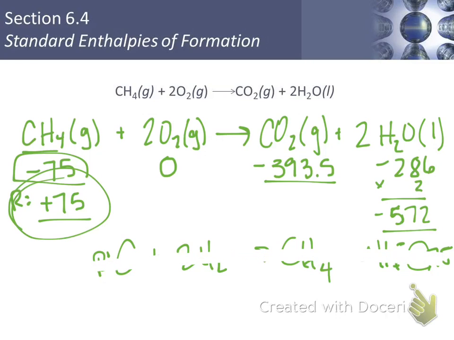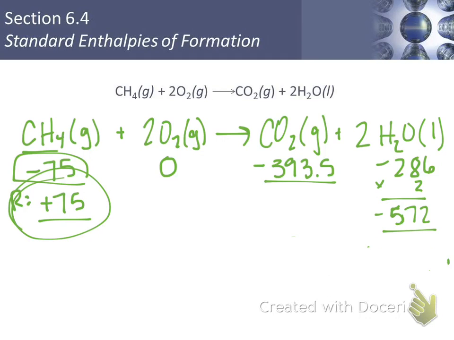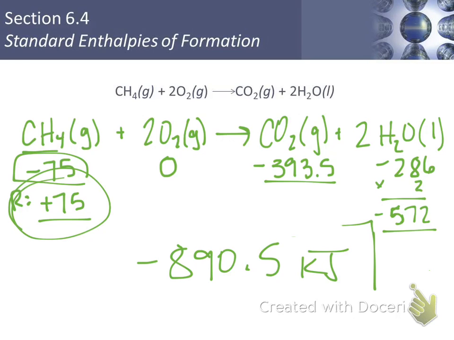So I think we get, let's see, I haven't added it up yet. What do we get? Negative 890.5. So negative 890.5. Is it joules or kilojoules? Kilojoules.